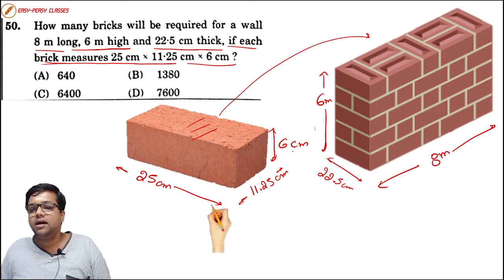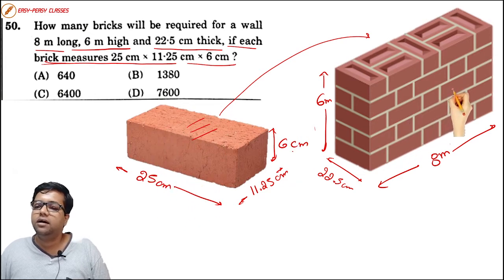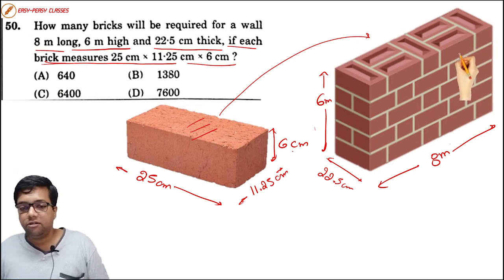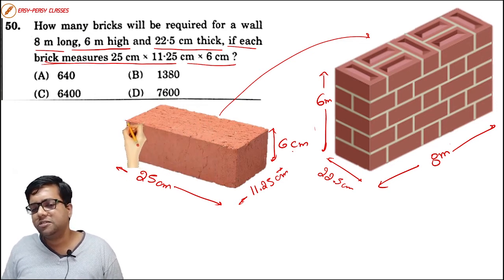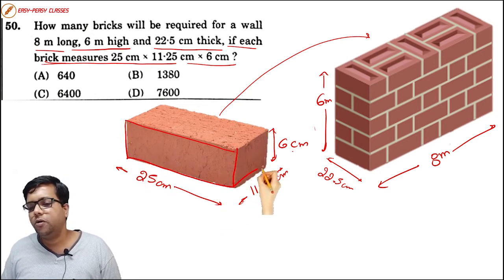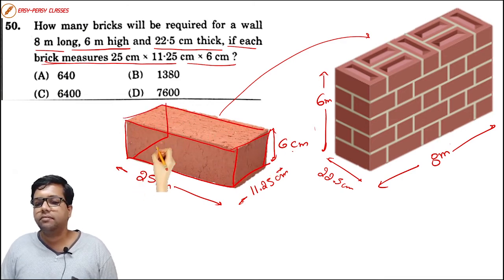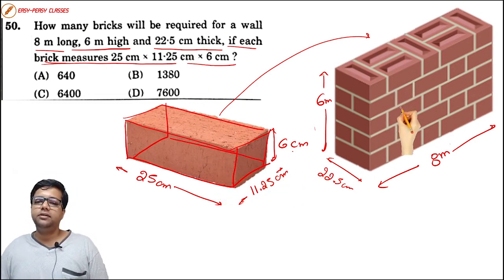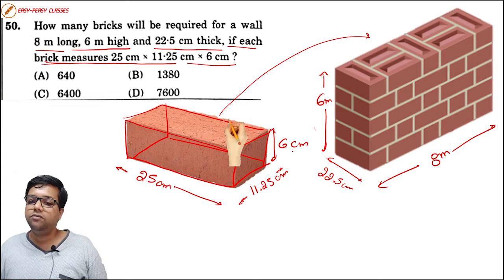So what they are asking, you just have to divide the volume of the wall by the volume of this brick. So how do we find the volume? If you observe properly, this brick is actually a cuboid. And even the wall is also a cuboid. It is a form of cuboid. So you just have to divide the volume of wall with volume of brick.